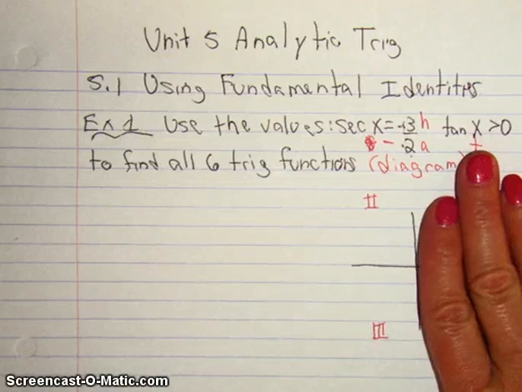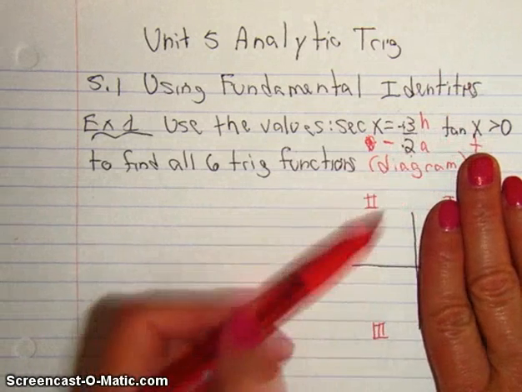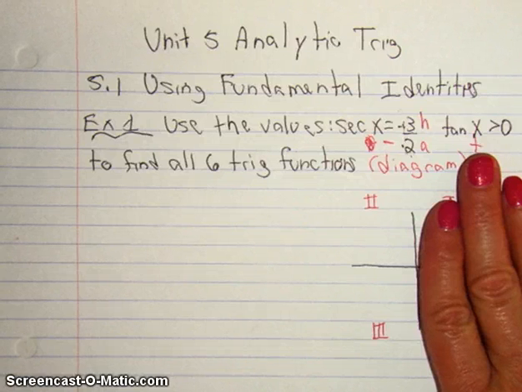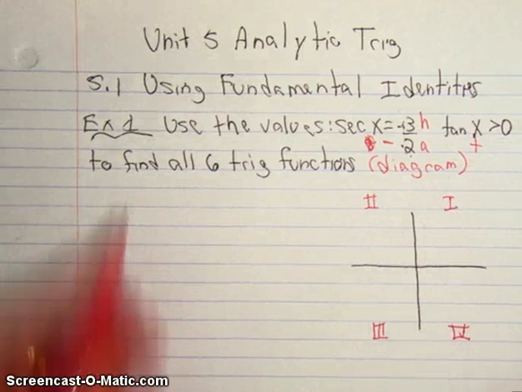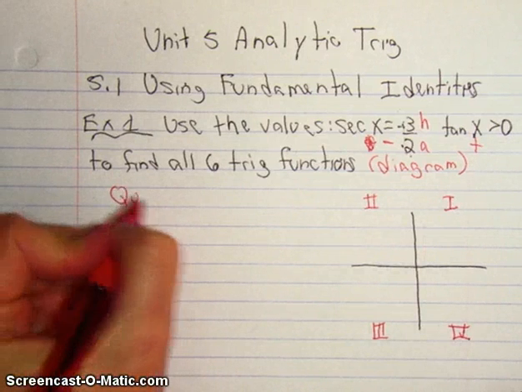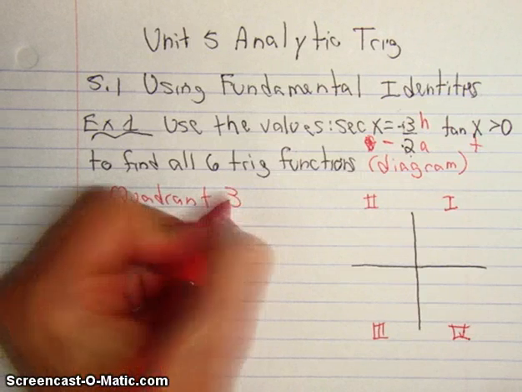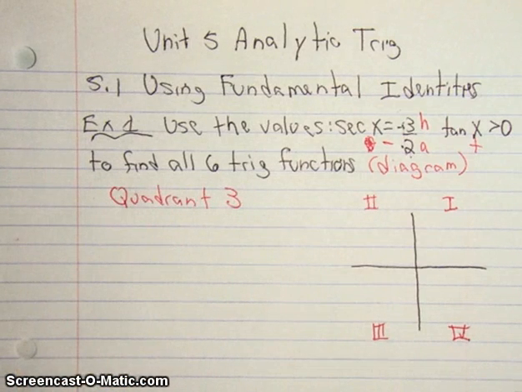So out of those 2, which one was tangent positive in? Brianna? 3. Very good. So now we know our diagram is going to be in quadrant 3. Anybody have questions about that? Does that make sense? Okay.